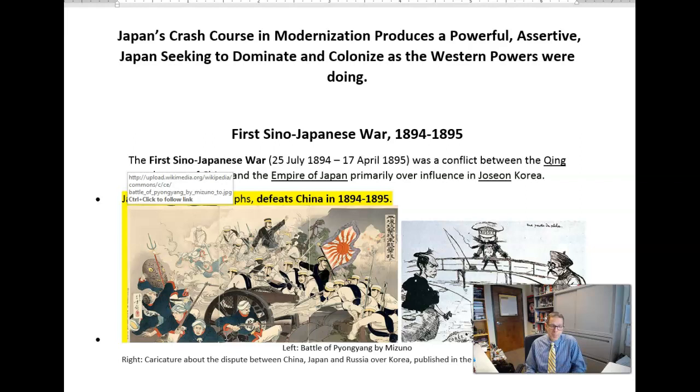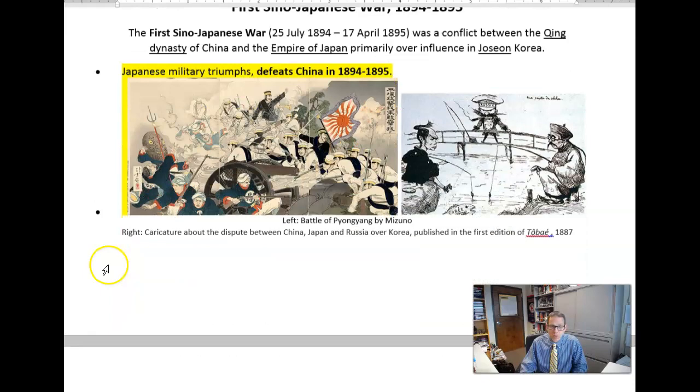So much so that in 1894, Japan will fight a war with China over Korea. And Japan, having much more quickly modernized than China, is going to relatively easily defeat China in this war for dominance over the Korean Peninsula, which we'll get to shortly.